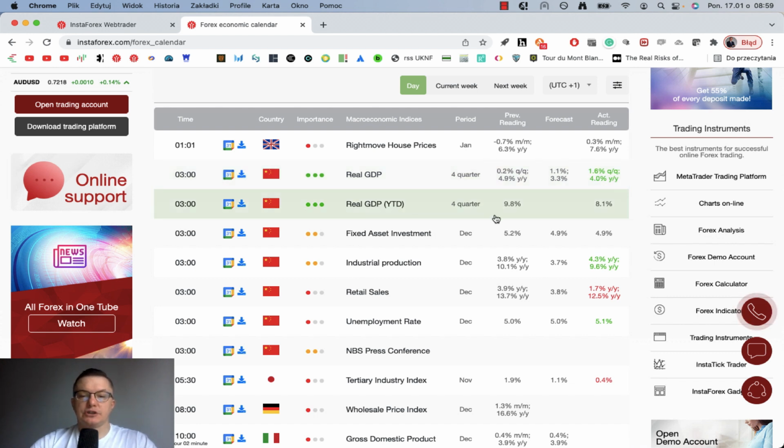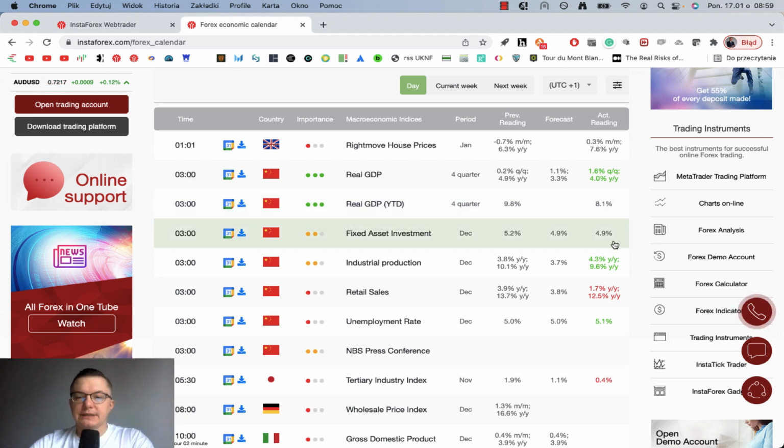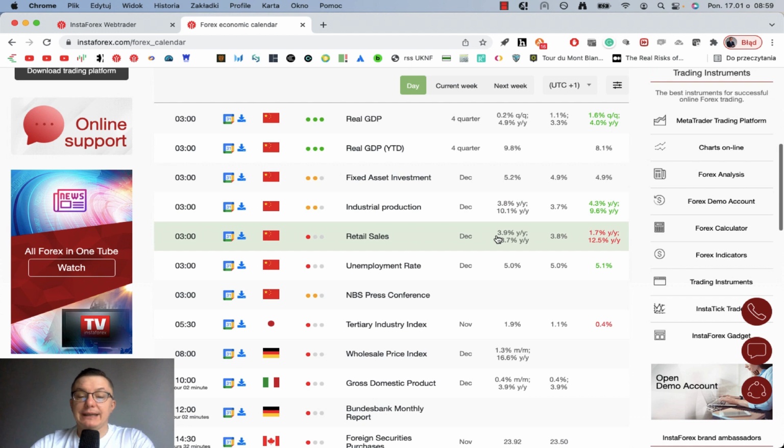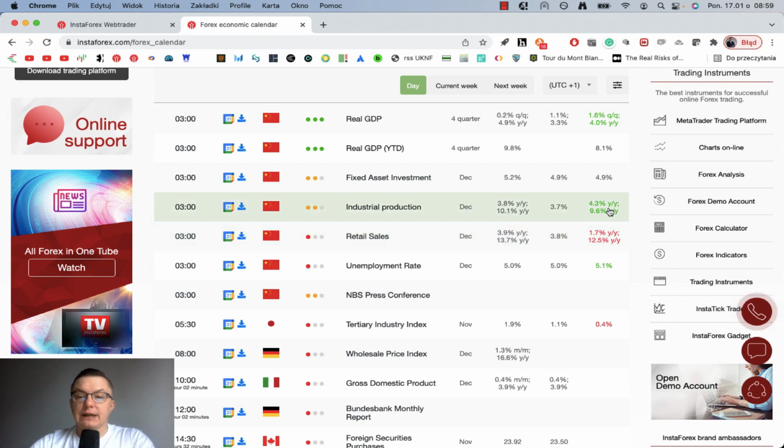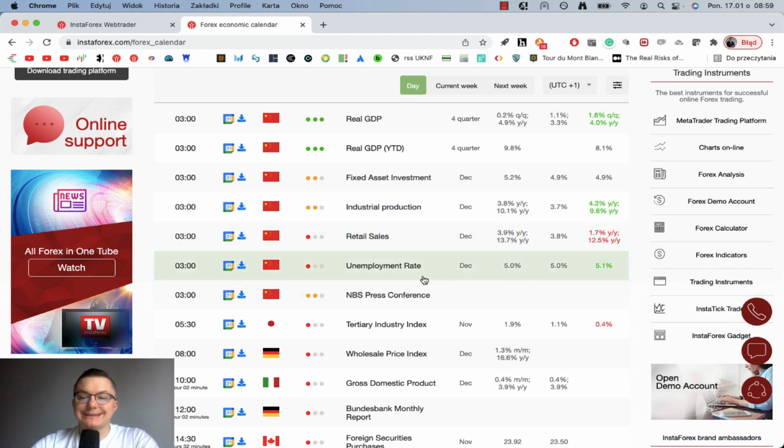Year to date, the overall GDP is 8.1%, which is worse than the previous reading of 9.8%. The fixed asset investment is at the level of 4.9%, which is in line with the forecast, but worse than 5.2% last time, and the industrial production is going up 4.3%, better than the 3.7% forecast and better than the last reading of 3.8%. Unemployment rate is slightly increasing from 5% to 5.1%.